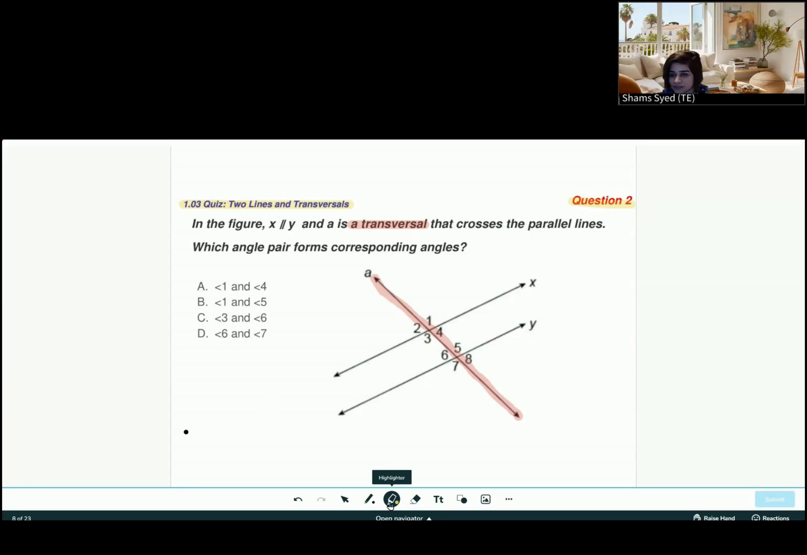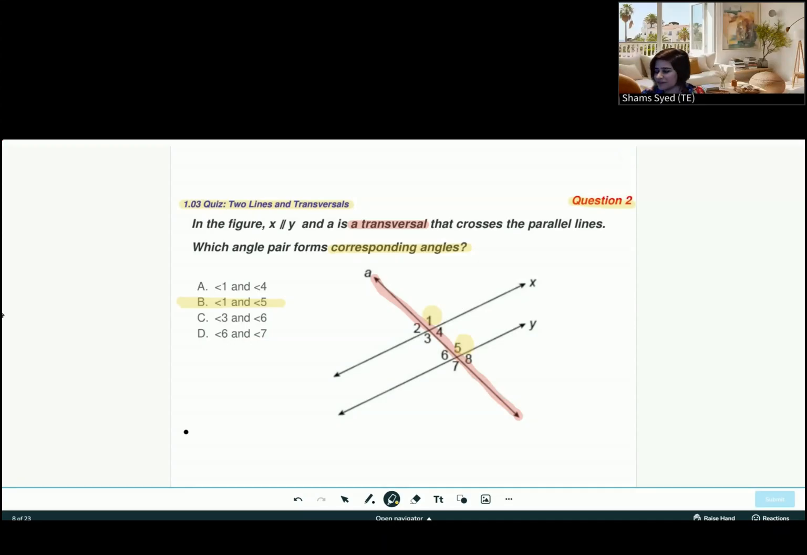So here we are. We want corresponding angles, right? Corresponding have to be on the same side. Look at B. Angle 1 and angle 5 are on the same side. They are corresponding. If you notice, all the others are not. Corresponding angles are congruent. You will get a feel that they look congruent, right? They are congruent angles, and they're called corresponding, same side of the transversal.